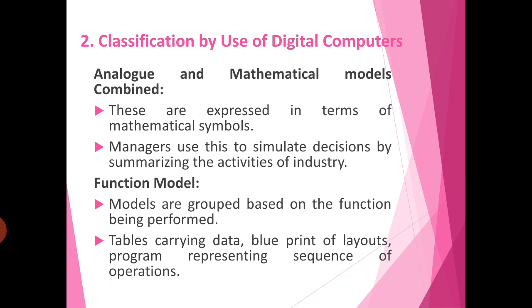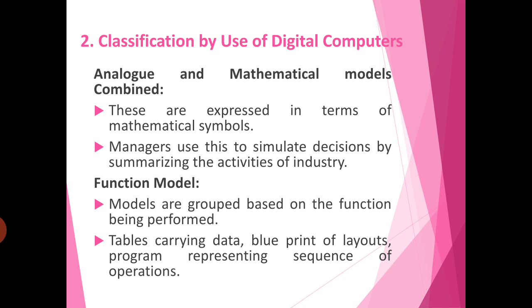Next is classification by use of digital computers. The development of digital computer has led to the following types of modeling in OR. There are four types of models in this category. First is combined analog and mathematical model. Graphs are very simple analogs and mathematical models use symbols to represent decision variables. Some analog models can be expressed in terms of mathematical symbols and they are called analog models or symbolic models.